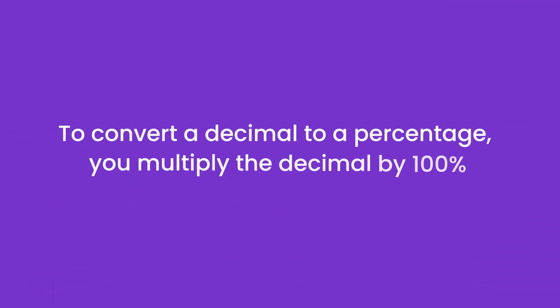To convert a decimal to a percentage, you multiply the decimal by 100%.